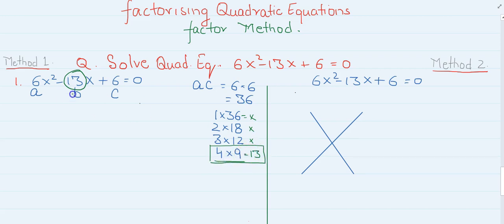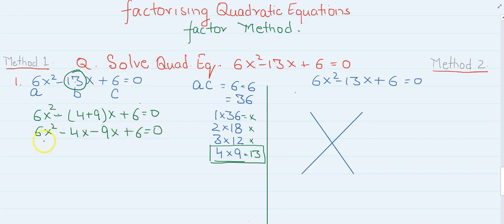So here, in place of 13, we are going to write 4 and 9. So it will be 6x squared minus 13 can be written as 4 plus 9, x plus 6 is equal to 0. Now we are going to open the bracket, so it will be 6x squared minus 4x minus 9x plus 6 is equal to 0.